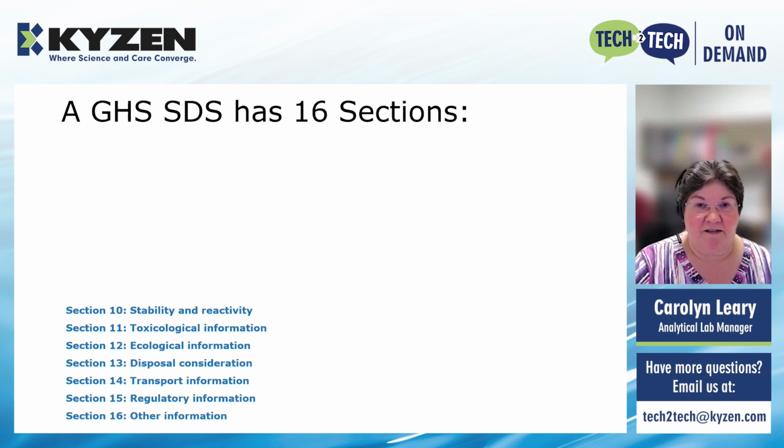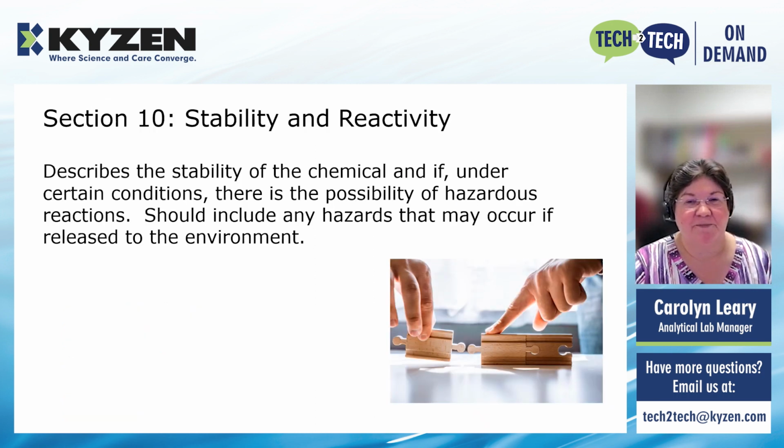Section 11 is the toxicological information. Section 12 is ecological information. Section 13 is disposal consideration. Section 14 is transport information. Section 15 is regulatory information, and Section 16 is other information.